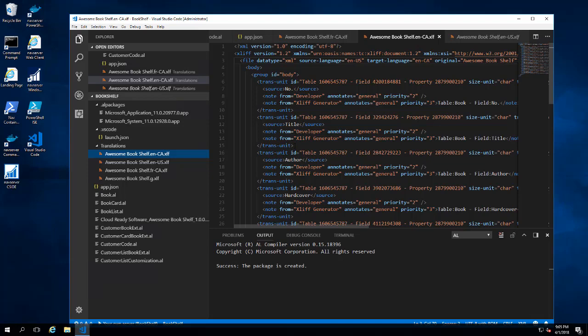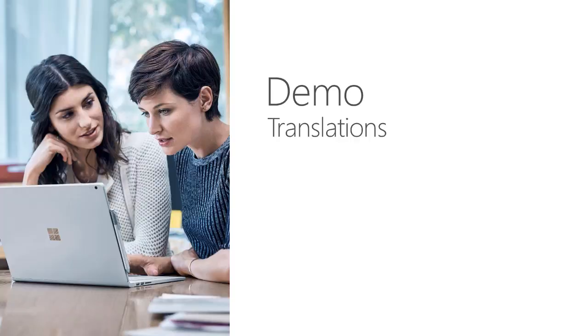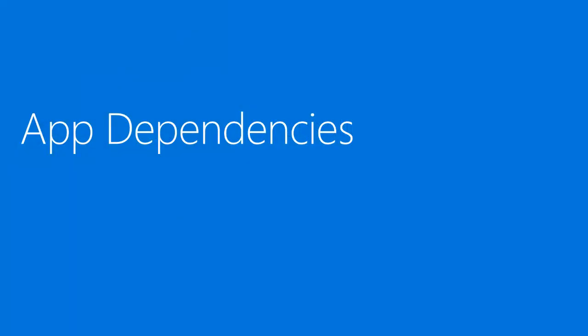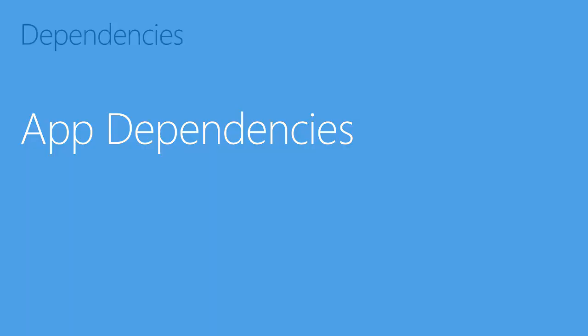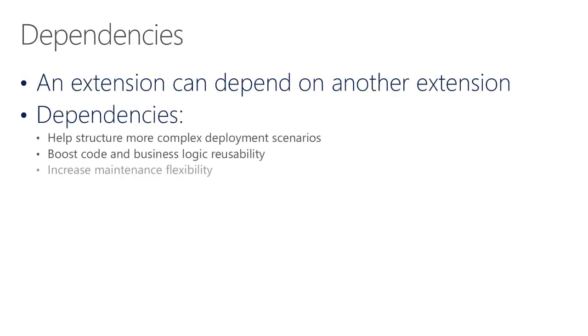So that's it about translation files. Let's go back to the presentation. Our next topic is app dependencies. Apps are not always installed in isolation. Sometimes apps are communicating with each other, or you would have an extension that depends on another extension. What that means is you could create an app that builds on top of another app.